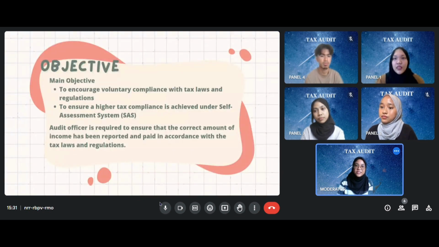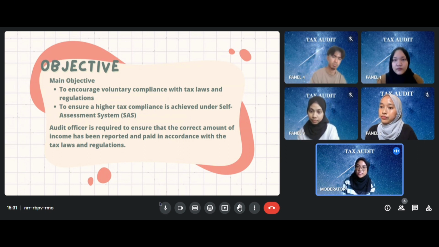The main objective for tax audit is to encourage voluntary compliance with tax laws and regulations, and to ensure a higher tax compliance is achieved under the self-assessment system. The audit officer is required to ensure that the correct amount of income has been reported and paid in accordance with the tax laws and regulations.